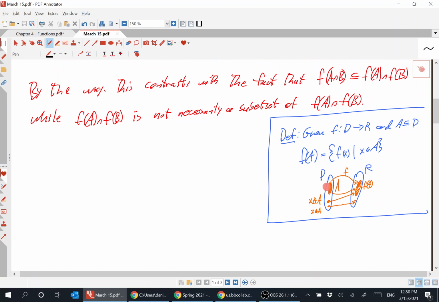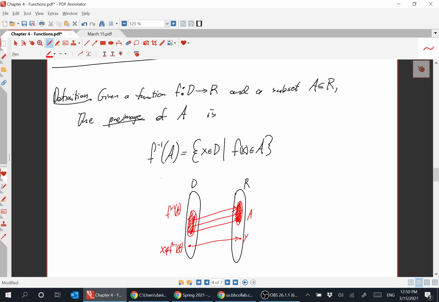When you're talking about image, you have a subset of the domain, and then you look at everything it goes to in the range. So stuff that wasn't in this subset of the domain might go into the image of A, or it might not. In general, you would have both types of elements outside of A. But here, there's a kind of universal quantification built into the pre-image. It's the set of all domain elements that go into A.